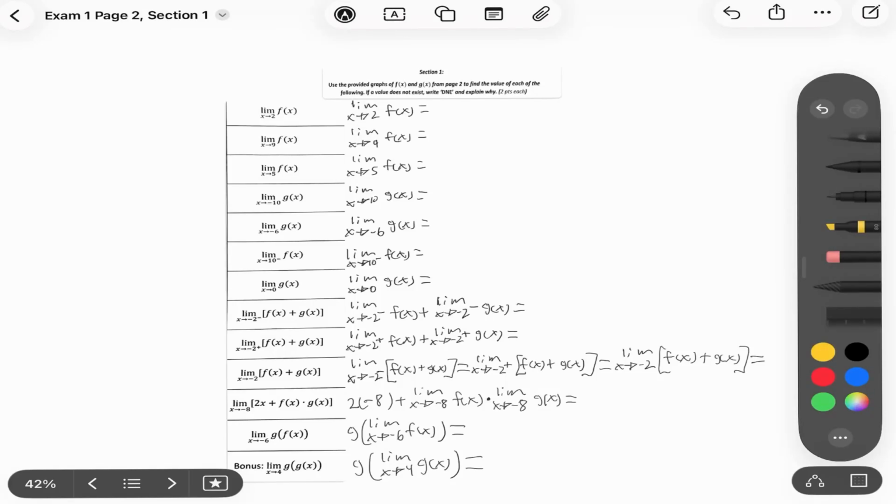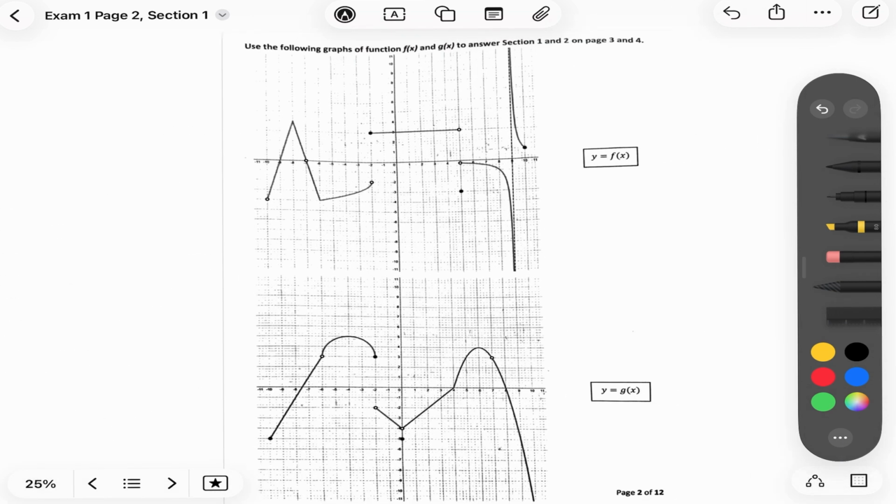This question asks, use the provided graphs of f of x and g of x from page 2 to find the value of each of the following. If the value does not exist, write DNE and explain why. Now the two graphs it's talking about are these two, f of x and g of x.